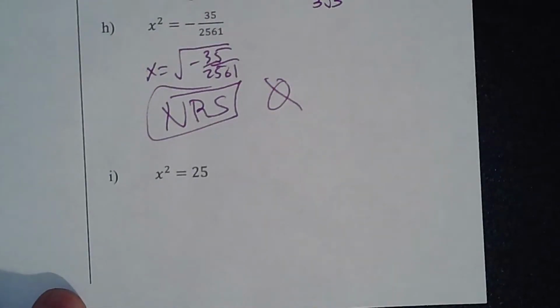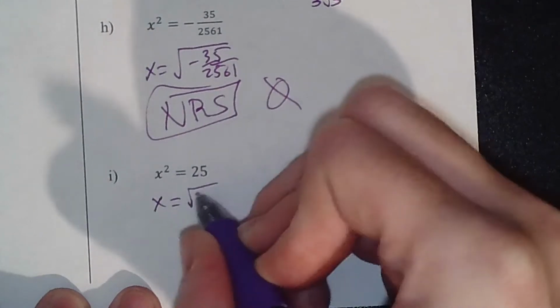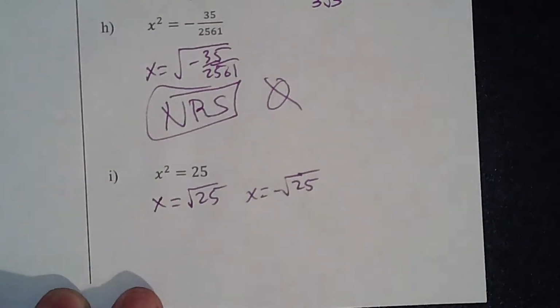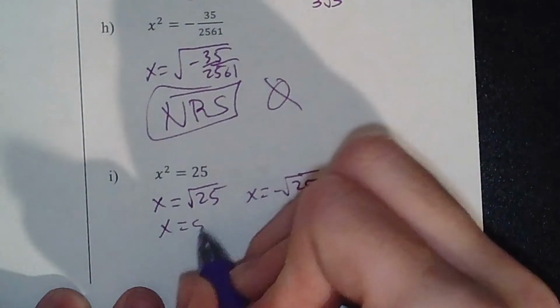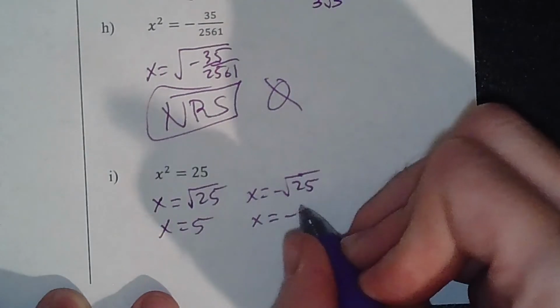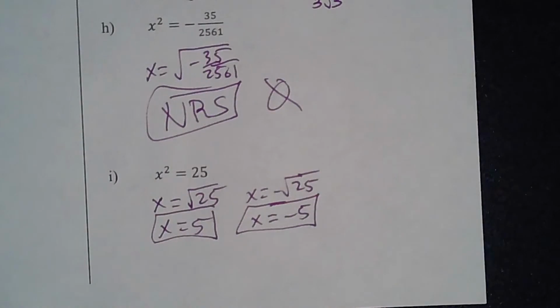Letter I, trick question in some ways. It's so easy. X is square root of 25. X is negative square root of 25. Square root of 5 is 5. Done. Square root of 5 isn't 5. Square root of 25 is 5. I'll learn to speak eventually. I'm still traumatized over missing that last question. So, you know, this is what happens. Going on the back side.